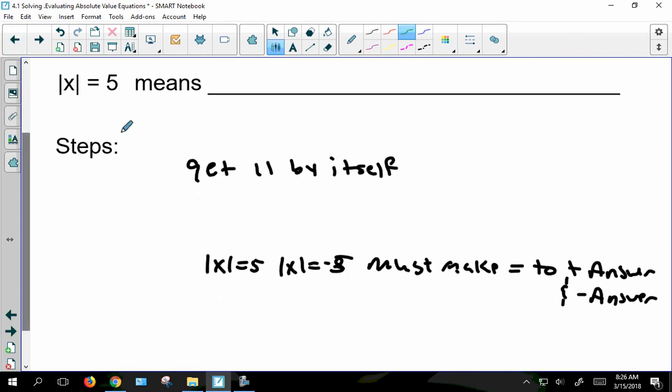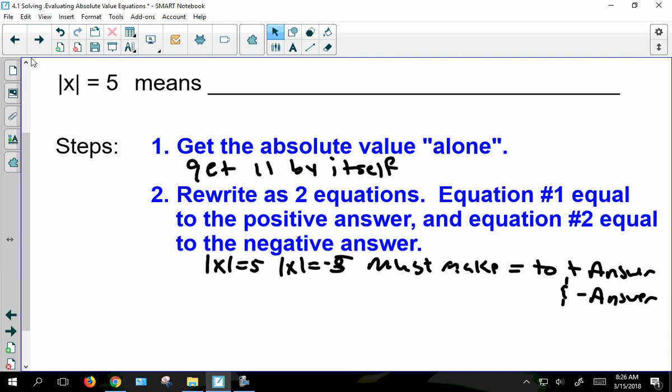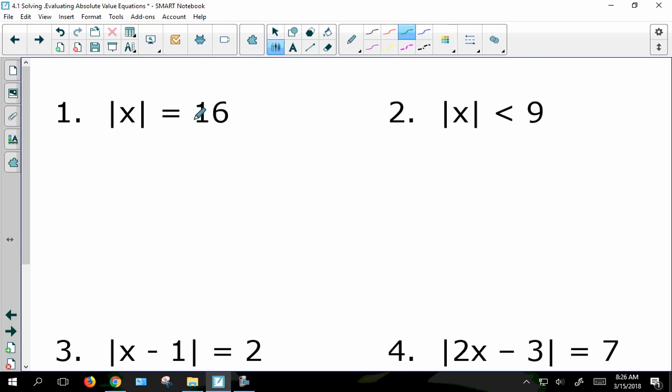Okay, the absolute value is alone. Very good. What's the second step? Yep. The absolute value is alone, so we're good there. So now we have to write this. I'm actually not going to make an equal sign right now. I have to rewrite this, so I have to say x equals 16 and x equals what? Negative 16. And then we're done. Oh, no. I screwed up, didn't I?